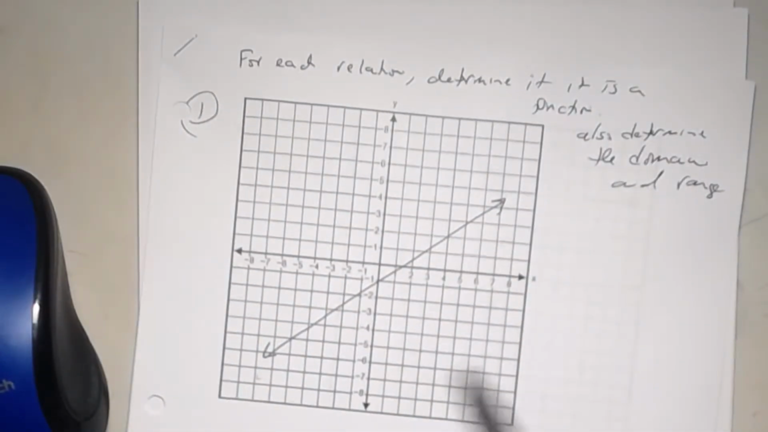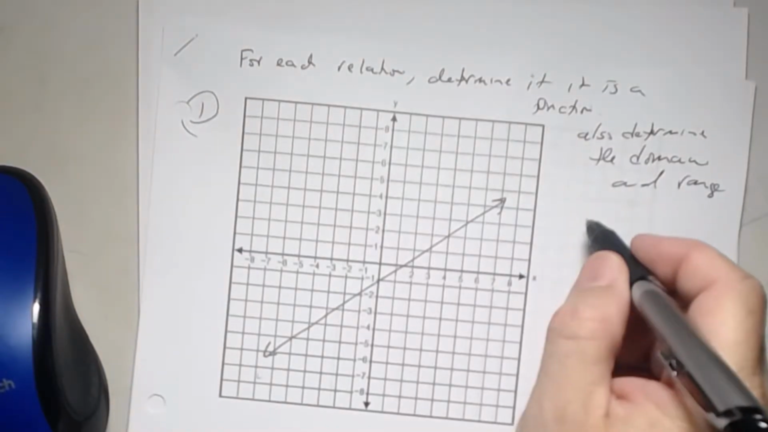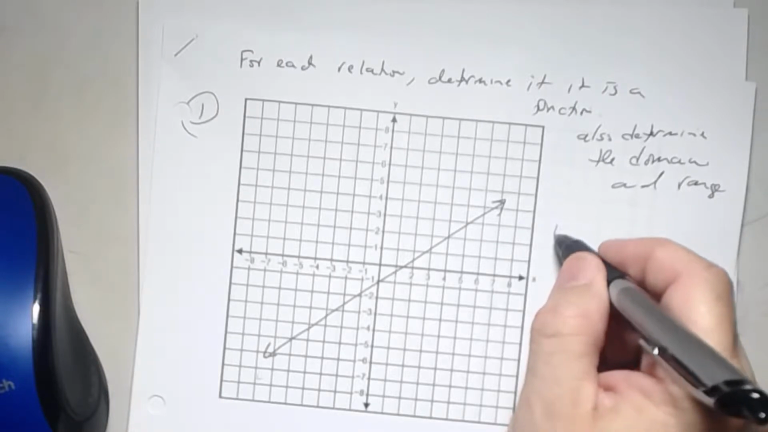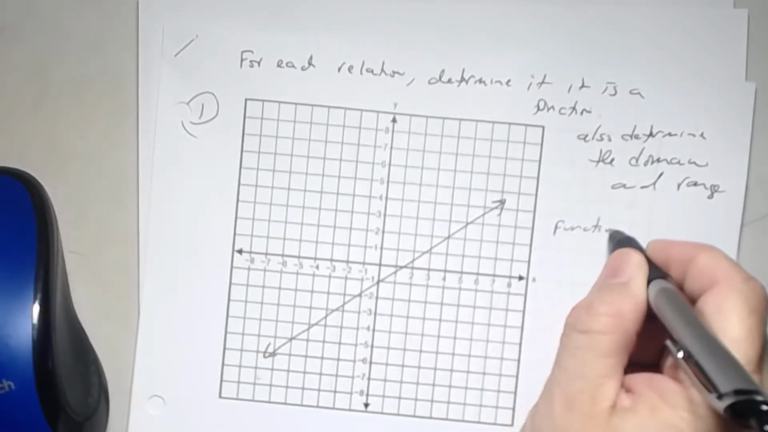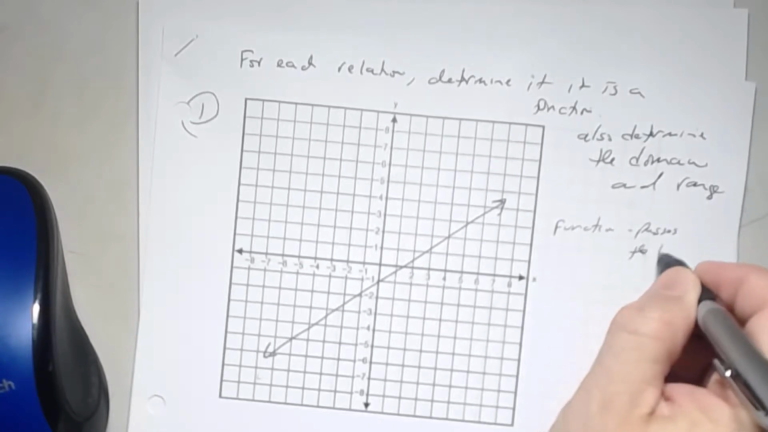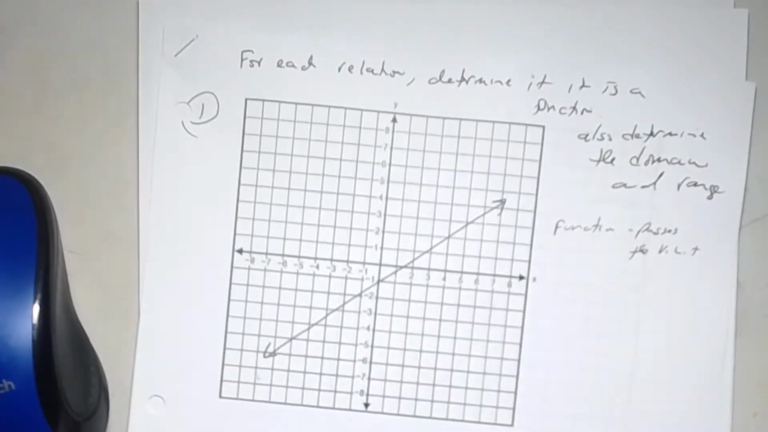All right. So number one, we know, is this a function, not a function? It is a function because it passes the vertical line test. That's a function. Passes the vertical line test. Okay. Now, how many sets of ordered pairs are there?